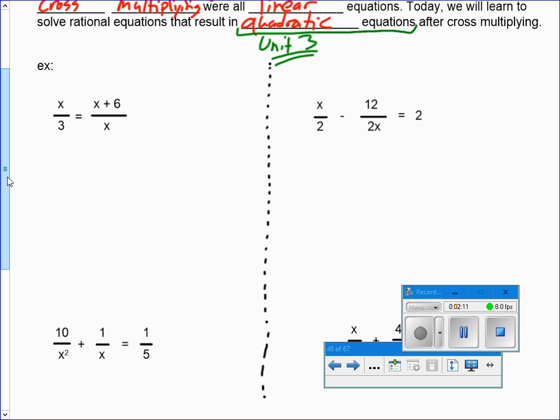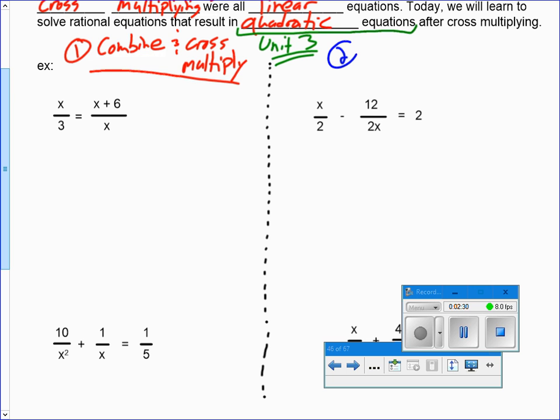So the first way we talked about yesterday was to combine fractions and cross-multiply. And that's what we'll do with the two on the left-hand side. But the other way we learned was to actually multiply the entire equation by a common denominator. And that's what we'll do with the two on the right-hand side.